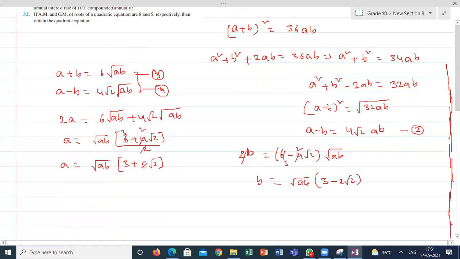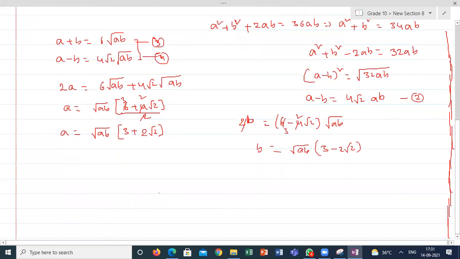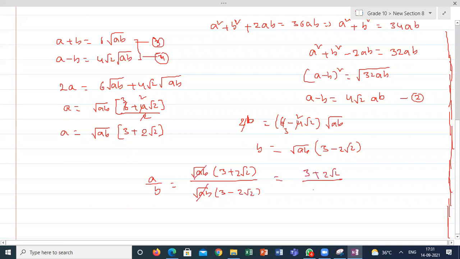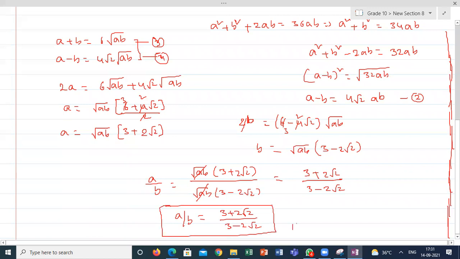The question is asking us to prove the ratio is some rational number. So a by b is equal to root ab into 3 plus 2 root 2 divided by root ab into 3 minus 2 root 2. So root ab cancels. Finally, I am getting 3 plus 2 root 2 by 3 minus 2 root 2. So a by b is equal to 3 plus 2 root 2 divided by 3 minus 2 root 2. This is the final answer, the final required.